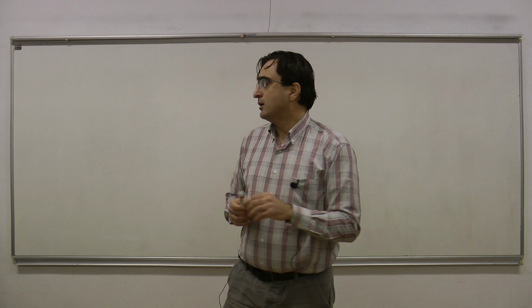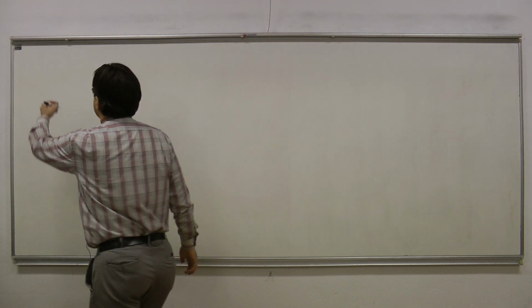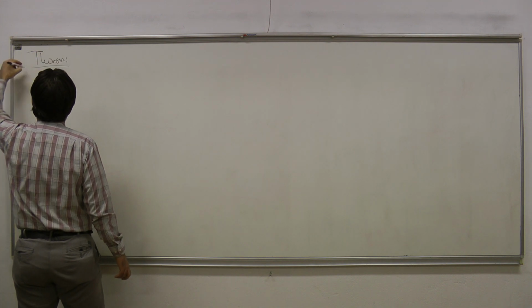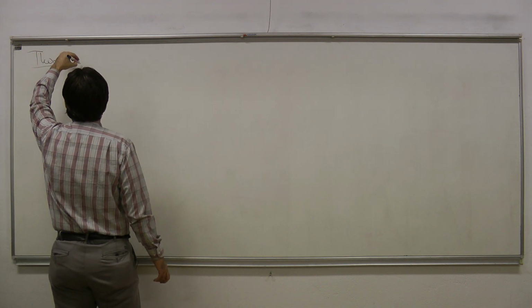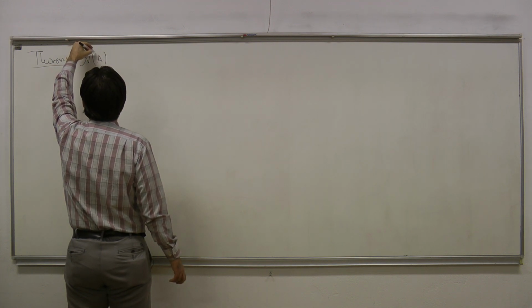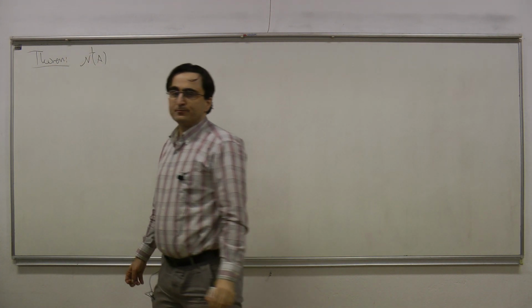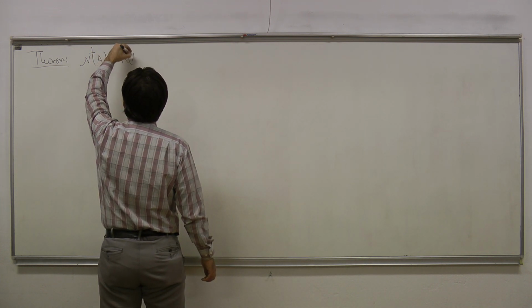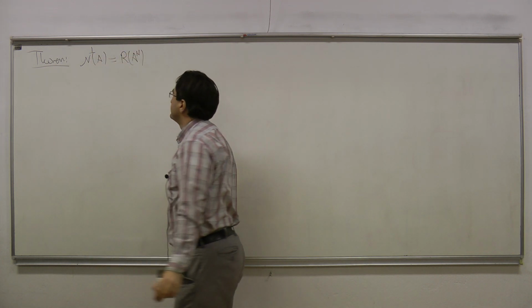At the end of the last lecture I talked about it a little bit, but now I'm going to write the statement of the theorem and I will prove it. The fundamental theorem of linear algebra tells us that the orthogonal complement of the null space of A is equal to the range space of A Hermitian. Okay?